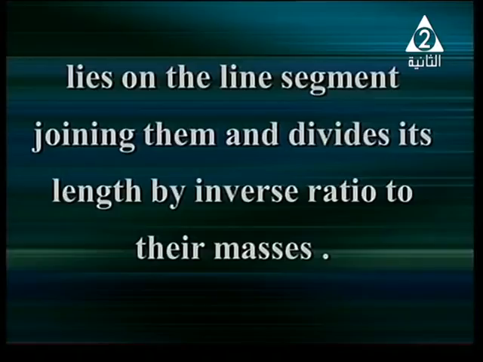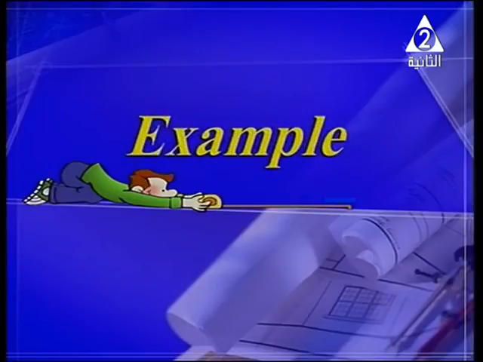The first mass is 6, the second mass is 10. Then what is the smallest? The smallest is 6. Then the ratio divides the length by the inverse ratio of their masses. Look at this example, to illustrate that remark.